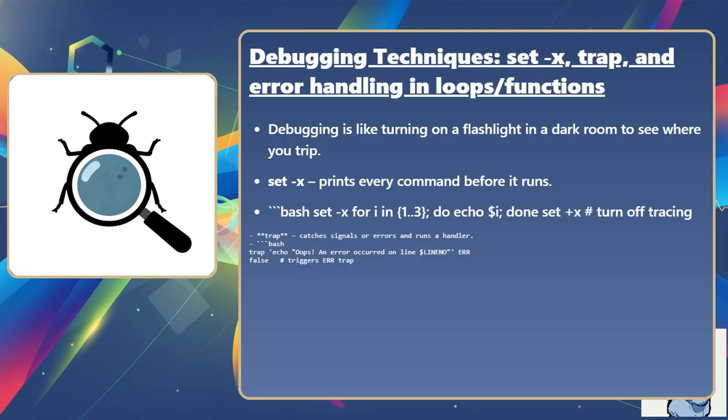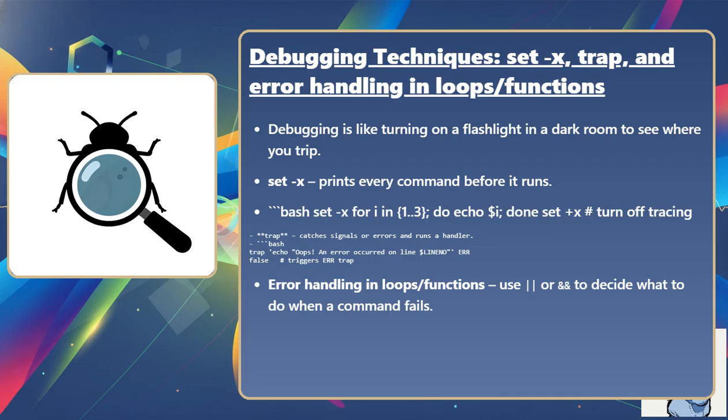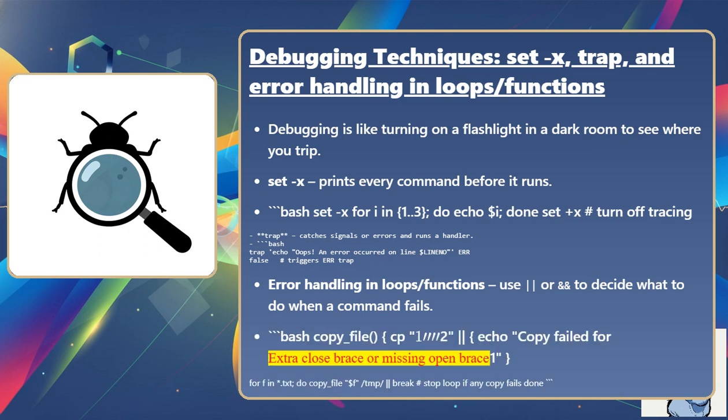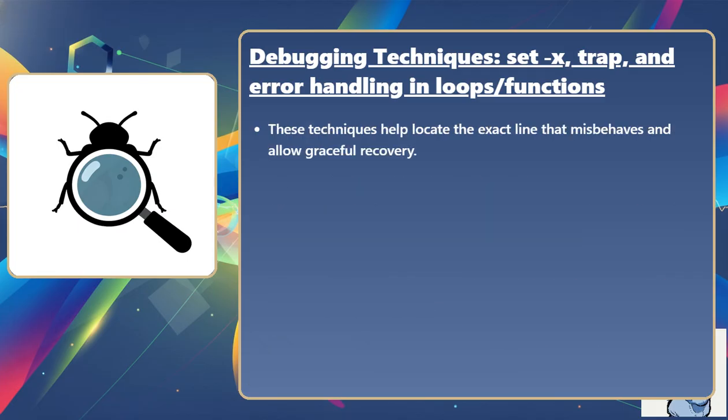false triggers the trap. For error handling in loops or functions, use double pipe or double ampersand to decide what to do when a command fails. Define function copy_file() { cp $1 $2 || { echo copy failed for $1; return 1; }; echo copied $1; }. for f in *.txt; do copy_file $f /tmp/ || break, which stops the loop if any copy fails; done. These techniques help locate the exact line that misbehaves and allow graceful recovery.